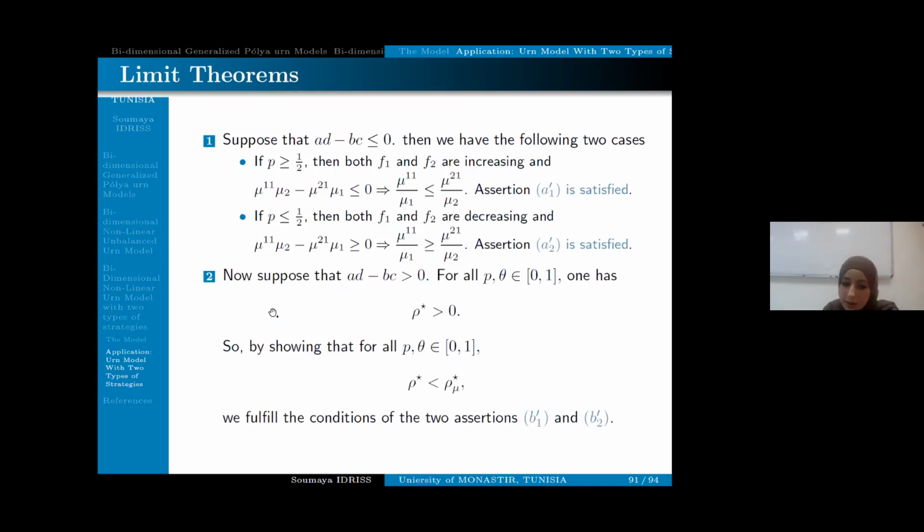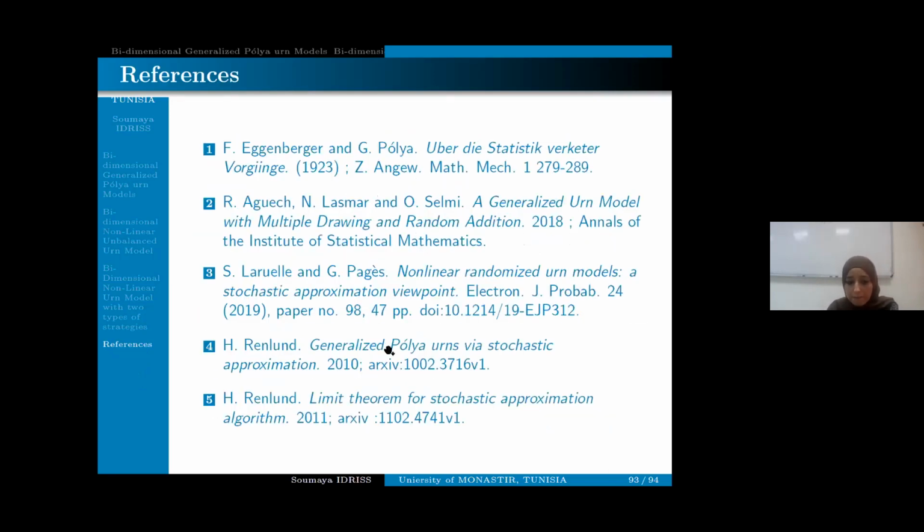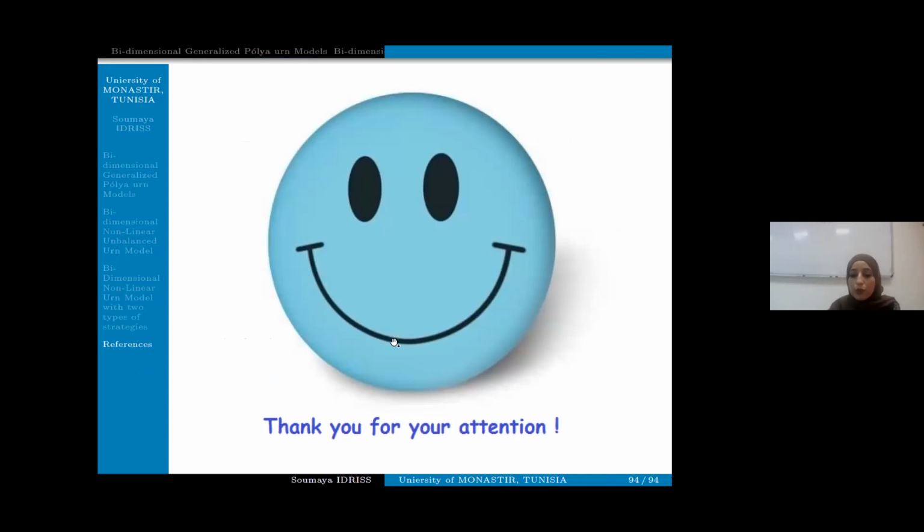So in the second case, where AD minus BC is greater than 0, then for all P and theta in the set {0, 1}, we have rho star is greater than 0. Therefore, we have to prove that rho star is less than rho star mu. Therefore, we fulfill the conditions of the two statements B'1 and B'2 of the CLT theorem. And here are some references. And thank you for your attention.